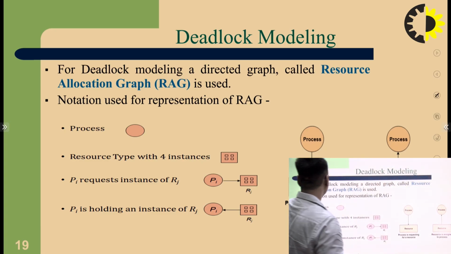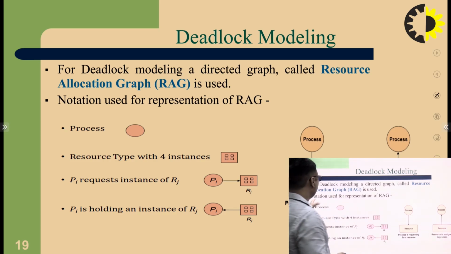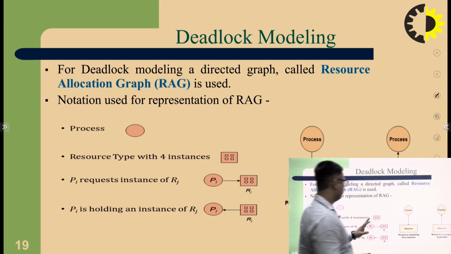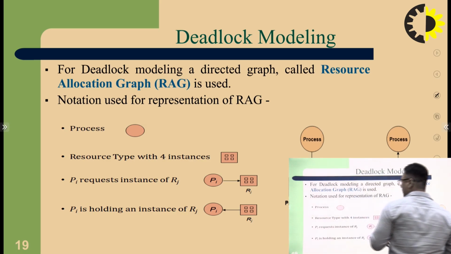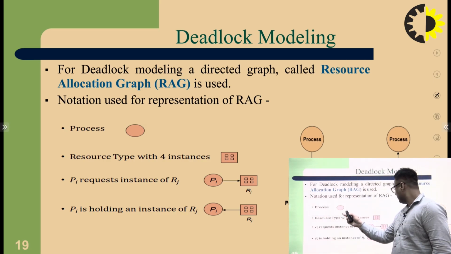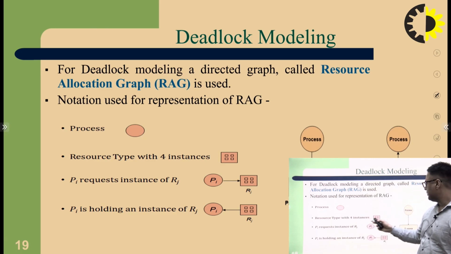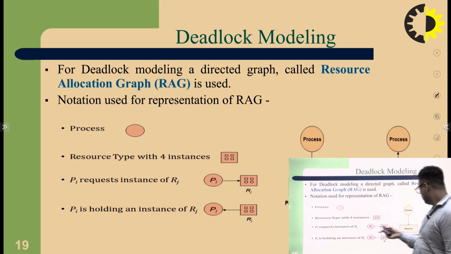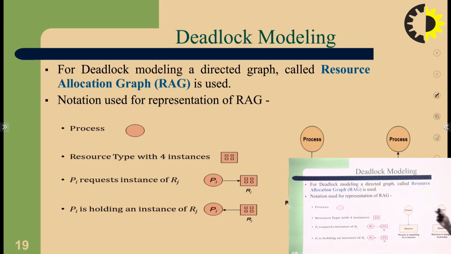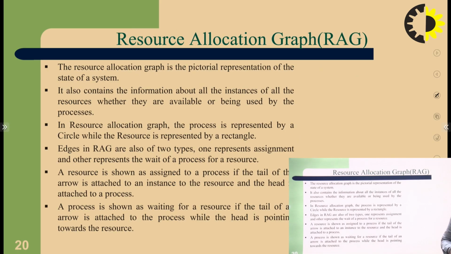Deadlock models, that means the RAG, the resource allocation graph. Notation used for the representation of the RAG: a process is basically in circular form, and a resource type is in square form. Already I showed you these pictures, no problem.